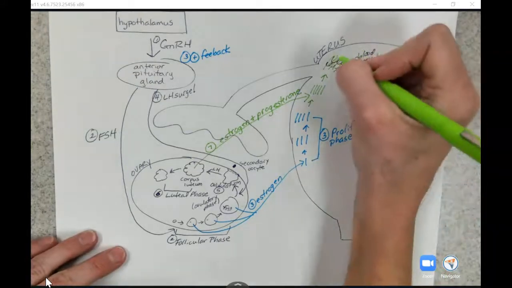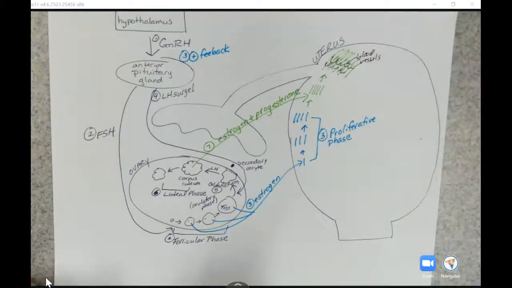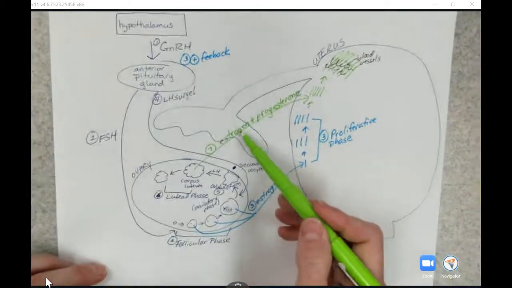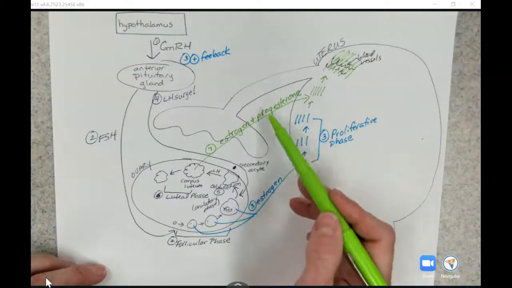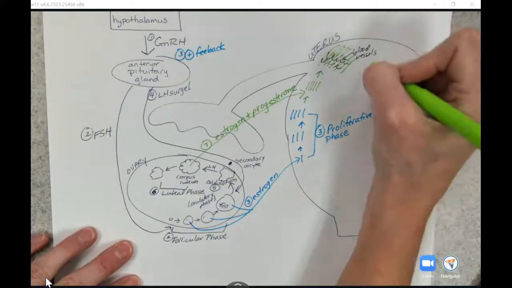I know I didn't make this, it doesn't look like it's a whole big bunch of tissue. So estrogen allows for the development of more tissue, so it gets even thicker. Progesterone is going to allow you to maintain or keep that lining. So I'm just going to write that here.